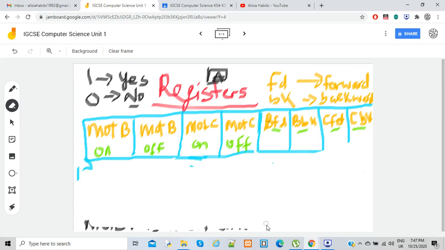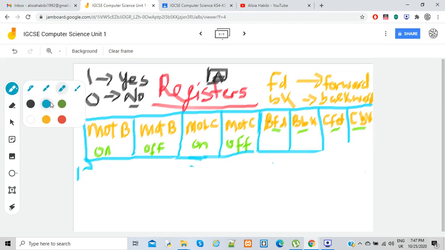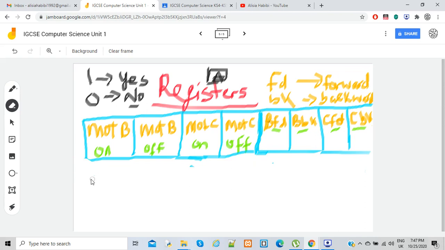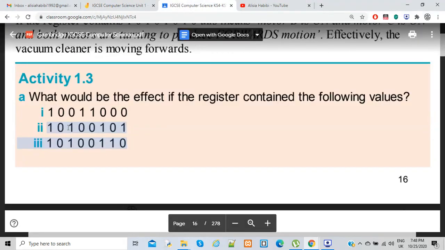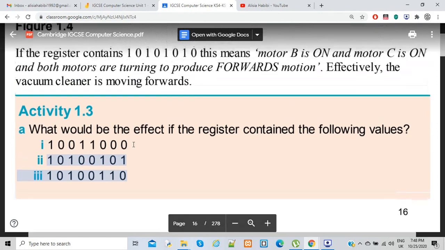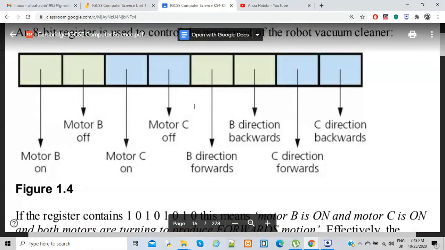On 1.3, I'm just erasing this so that we have a clear screen. Okay, so let's fix our table. Again, this is an 8-bit table, guys, just to remind you. We are in activity 1.3, and we still have to look at another example of a different question. So try to do these two on your own as practice work, like what we've just done, to interpret this binary register using the instructions that we had.